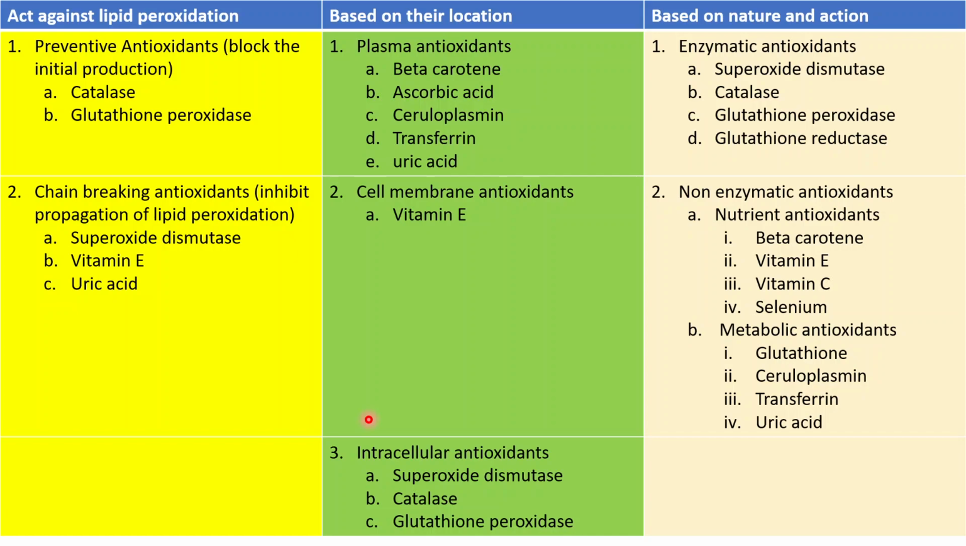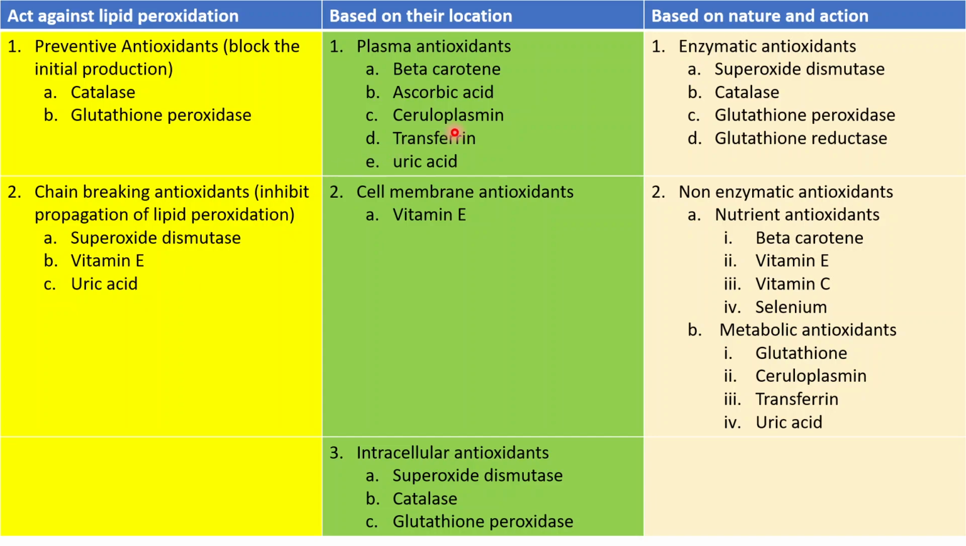Now how do we classify antioxidants? They can be classified as acting against lipid peroxidation. First, preventive antioxidants block the initial production of free radicals, for example the production of lipid free radicals. These antioxidants are catalase and glutathione peroxidase. Then we have chain breaking antioxidants. This occurs when lipid peroxidation has already been initiated and you want to break that chain. The antioxidants which come into action are superoxide dismutase, vitamin E and uric acid.